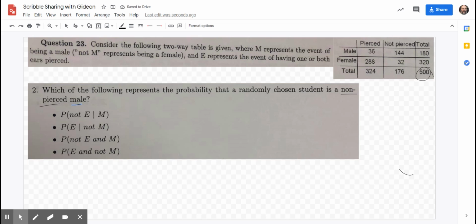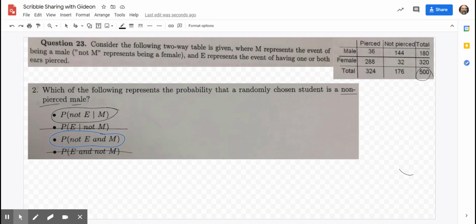So, first of all, I can strike out this one. Let's see, non-pierced. This has not M, this is male, so it's either the first or the third. I got rid of all the not M's because I'm asking about male. Now I have to decide whether it's this or this. Both of them have non-pierced and male as their parts.